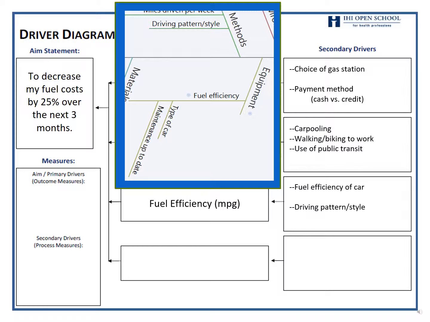You can actually mix and match the lowest level fishbones into the same primary driver if they both influence the same primary driver. For instance, both fuel efficiency of my car and my driving pattern or style influence my fuel efficiency. And whereas I had one under methods and one under equipment in my fishbone diagram, that really doesn't matter for the purposes of my driver diagram, and I can combine them into the two. They're both concrete actionable items, in other words, secondary drivers, that influence my primary driver of fuel efficiency.